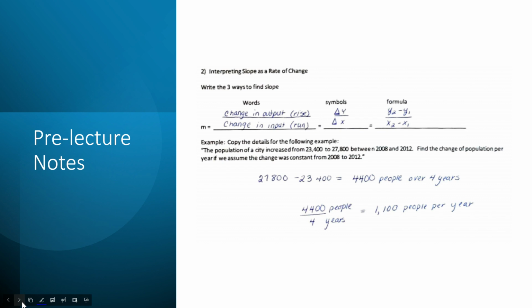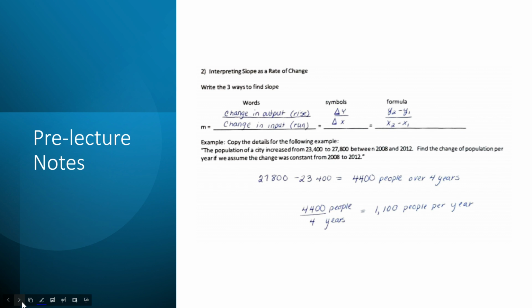There are three different ways that you can understand slope. In words, we have the change in the output over the change in the input, and this is sometimes simplified to the graphing concept of the rise, the output, the up and down on the coordinate plane, over the run, the left-right movement on the coordinate plane. Symbol-wise, we can use the delta, like we had used for percent change, but here it would be the change in the y value divided by the change in the x value.